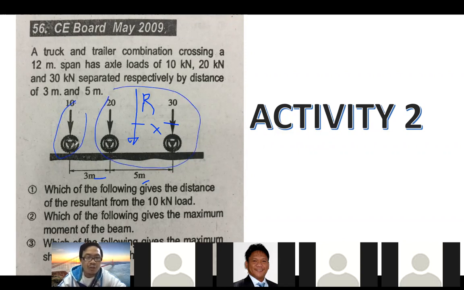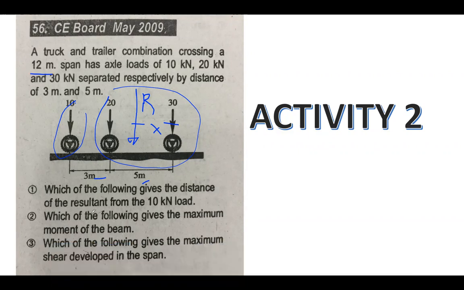That is if 10 kilonewton could not be found in the beam. So the distance of the beam is 12 meters. You're going to compute first the distance of the resultant from the 10 kilonewton. So kung itong gamitin nyo na X, kung itong compute nyo na X, that would be the question number 1. And then, compute the maximum moment. Pero kung itong gamit nyo na X is, it is just 8 minus X will give you the distance from the 10 kilonewton load.